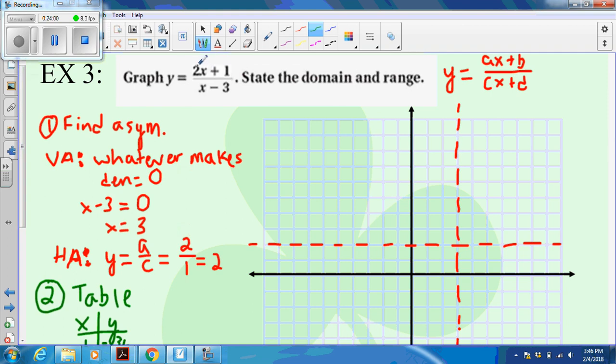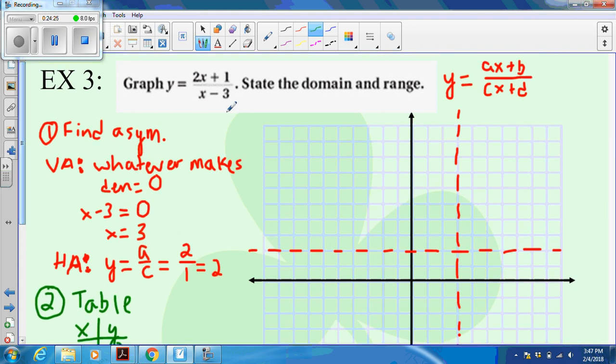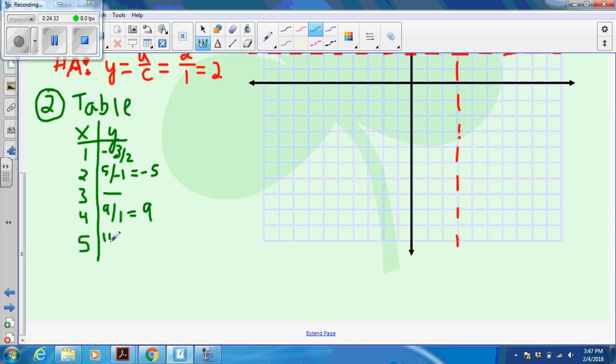So I plug 4 into here, so 2 times 4 gives me 8 plus 1 is 9, and then 4 minus 3 should give me 1. So here I get 9 divided by 1, which should just give me 9. So you can see that I'm picking numbers that give me something nice in the denominator, nothing too crazy, okay? And then 5. 5 times 2 gives me 10 plus 1, which is 11, and then 5 minus 3 gives me 2. So I basically have 11 divided by 2, which is also 5.5.